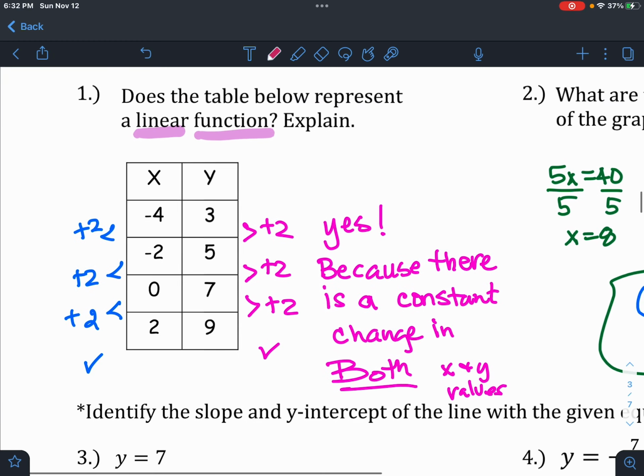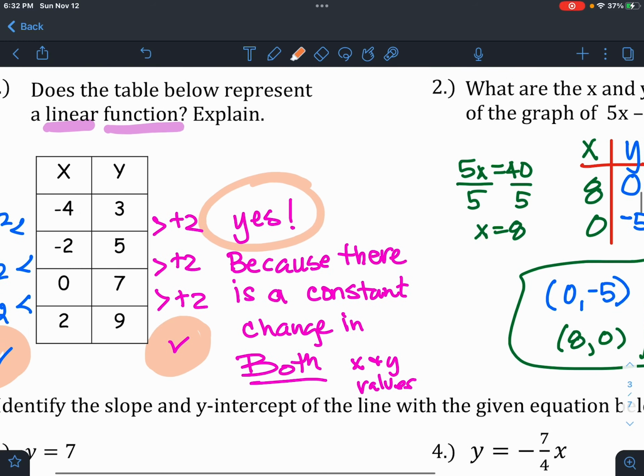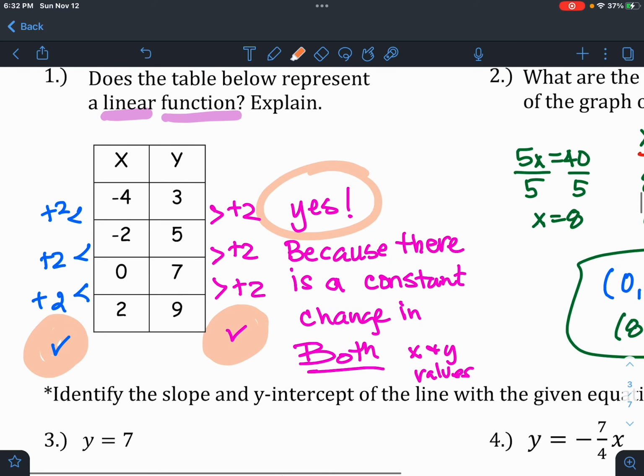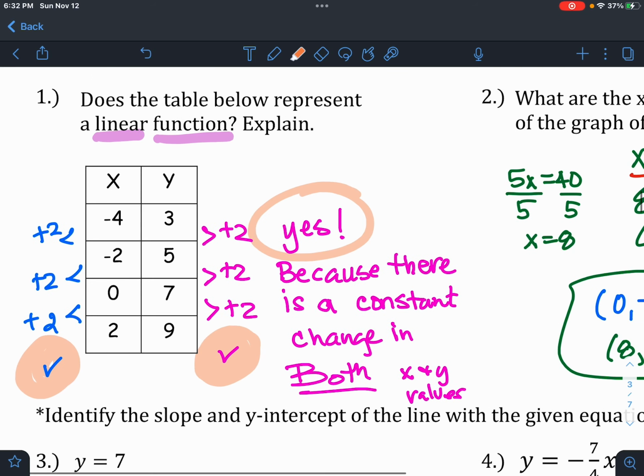So number 1 asks us to see if it is a linear function. And we just need to check to see if it has a constant change in the x values, which it does, and a constant change in the y value. So yes, this is a linear function because it has a constant change in both the x and y values.